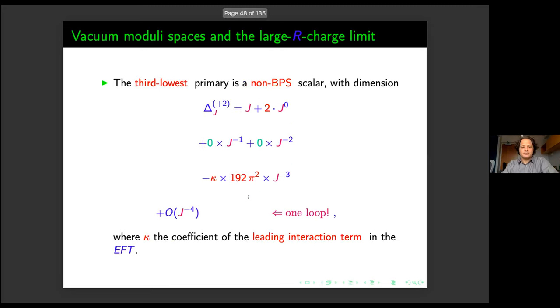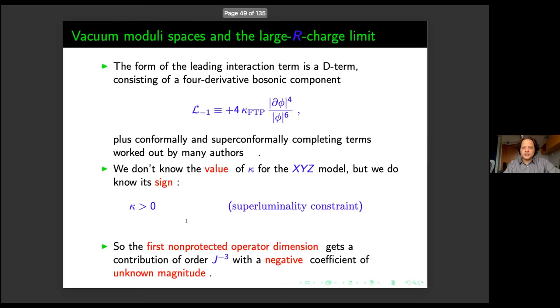So then just to compute something non-trivial, we computed the third lowest primary operator dimension, which is a non-BPS scalar primary with dimension J plus two plus zero plus zero minus 192 pi squared kappa J to the minus three. So kappa is the coefficient of the leading interaction term in the EFT, and I wrote just one term to normalize our convention for how we're defining kappa.